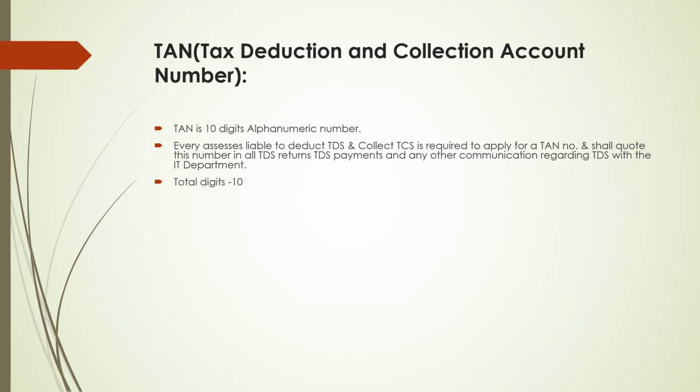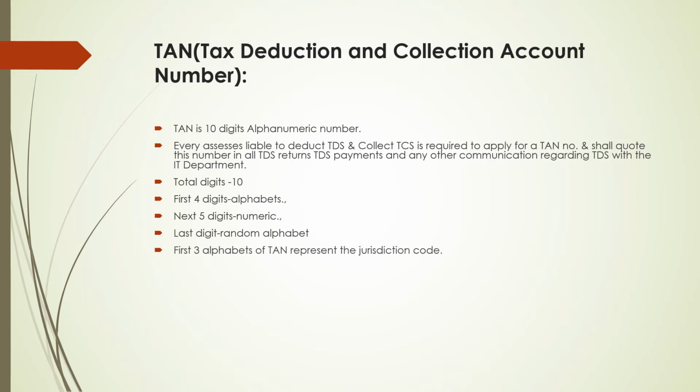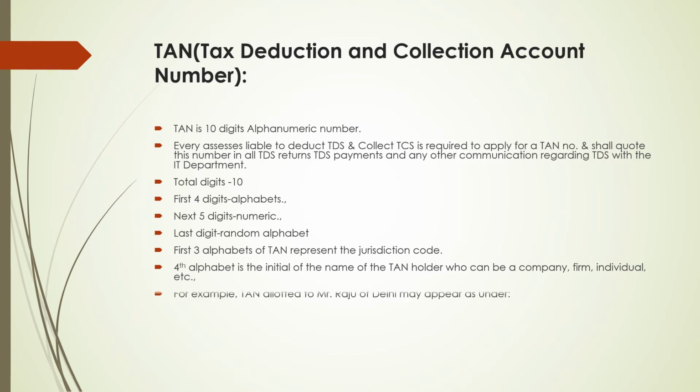Then total 10 digits. It's of 10 digits. First 4 are alphabets. Next 5 digits are numbers. Last digit is a random alphabet. First 3 alphabets of TAN represent the jurisdiction code. Fourth alphabet is the initial of the name of the TAN holder, which can be a company, firm, individual, etc.